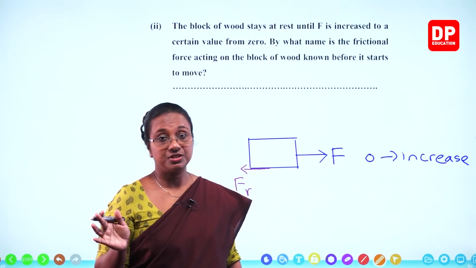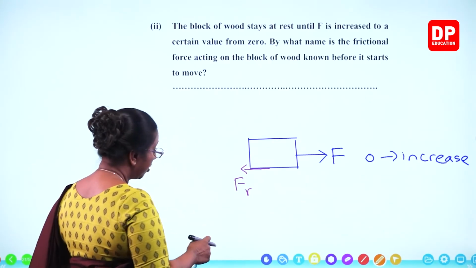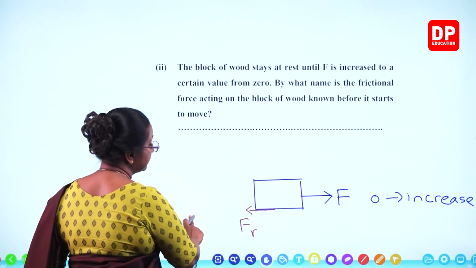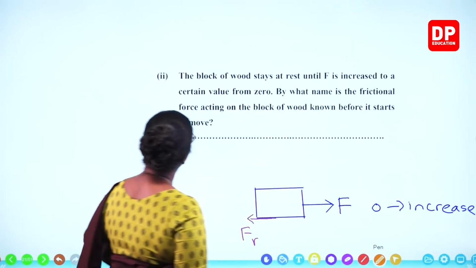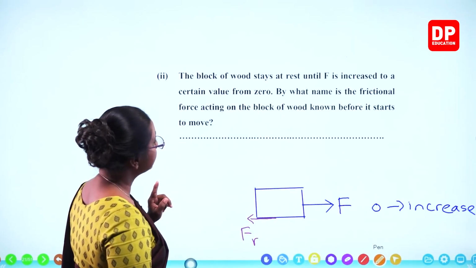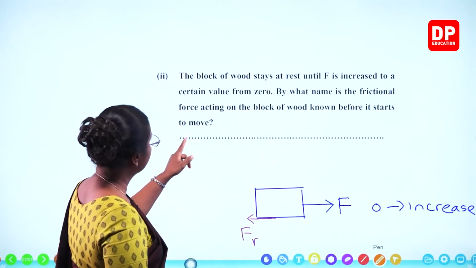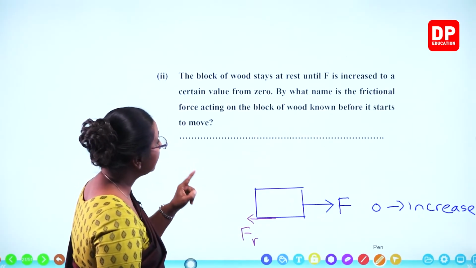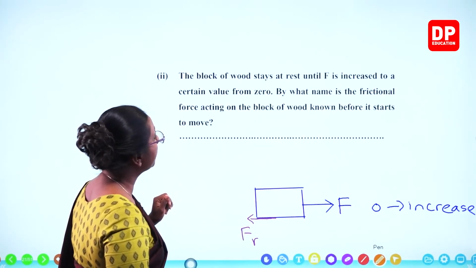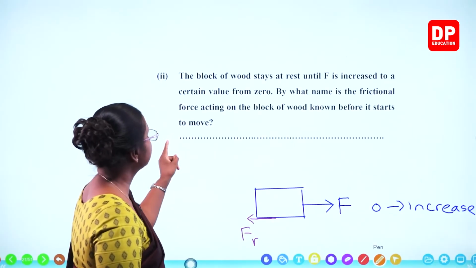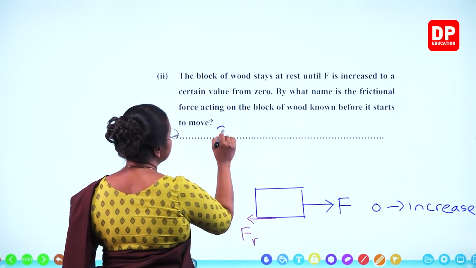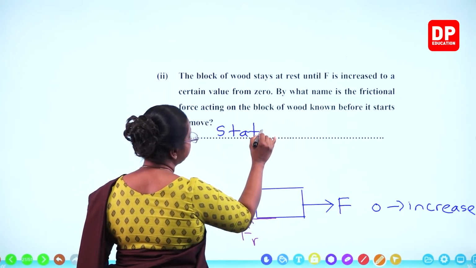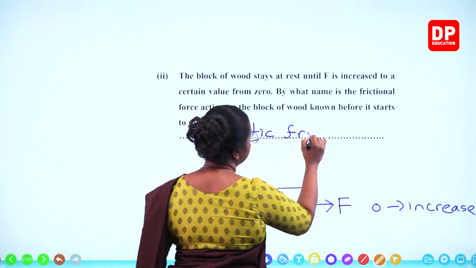Is that clear, students? So here, according to this question, what is the first instance? The block of wood stays at rest until F is increased to a certain value from 0. By what name is the frictional force acting on the block of wood known before it starts to move? That is static frictional force.